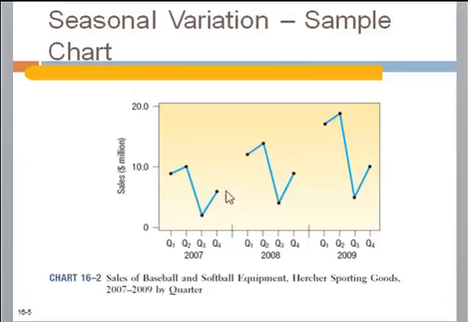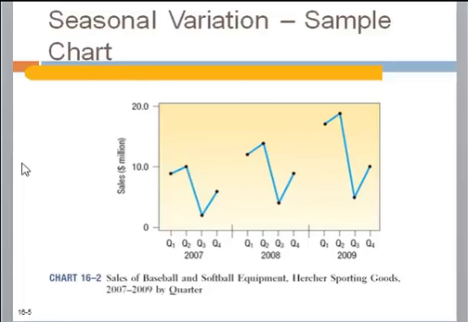This chart shows the quarterly sales in millions of dollars of Herschel sporting goods. The Chicago area of this company specializes in selling baseball and softball equipment to high schools, colleges, and youth leagues. There is a distinct seasonal pattern to its business. Most sales are in the first and second quarter of the year, when schools and organizations are purchasing equipment for the upcoming season.